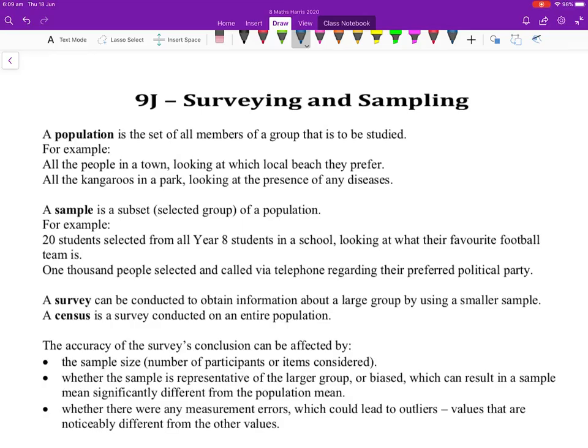Welcome back to exercise 9J. We're going to be looking at surveying and sampling today. It's the last exercise for chapter 9. Now, there's just a few terms we need to understand.